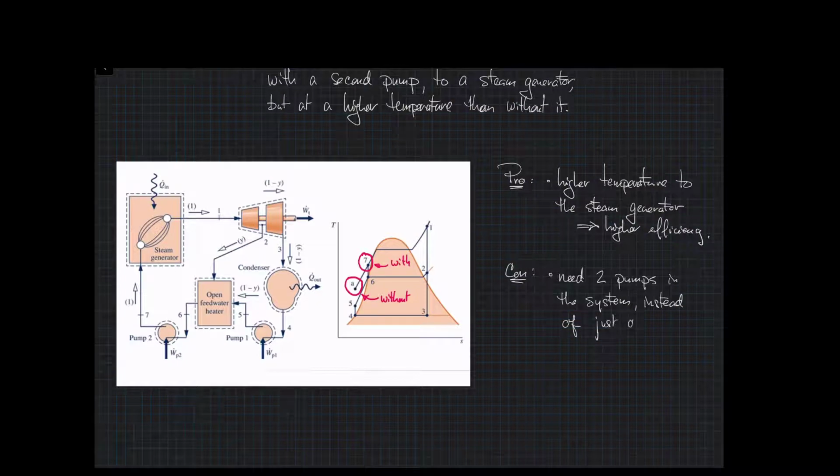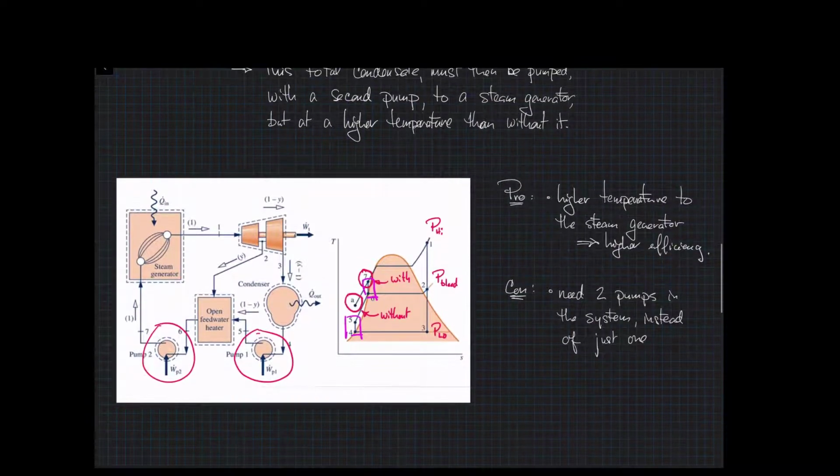The con, though, is that we need these two pumps added to the system. Here they are, and here they are on the TS diagram. We have to do this because we have to pump the condensate out of the heat exchanger to the high pressure reservoir in the system. So we have 3 different pressures now in this system.